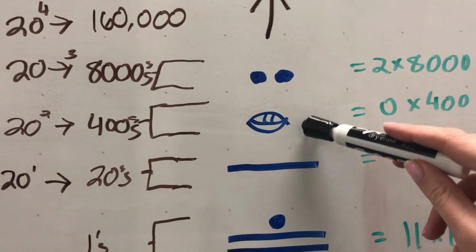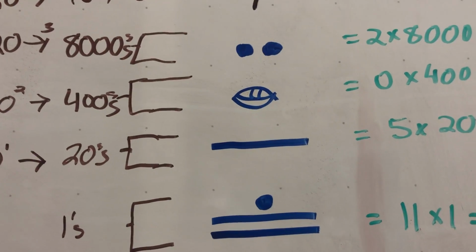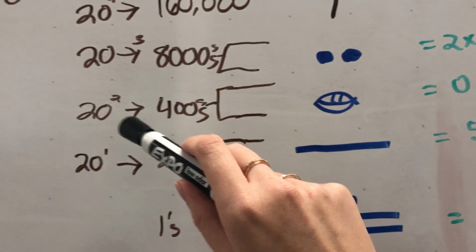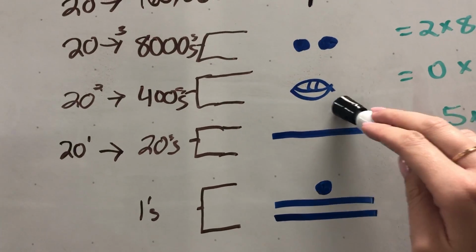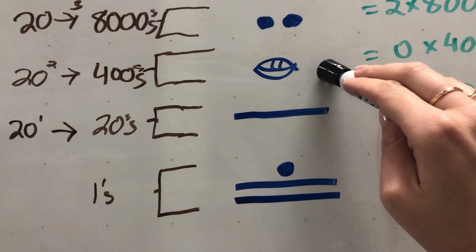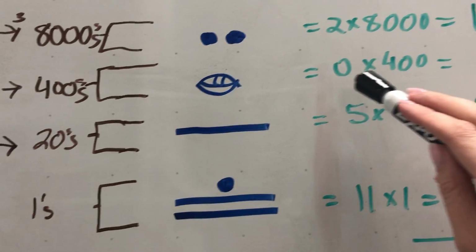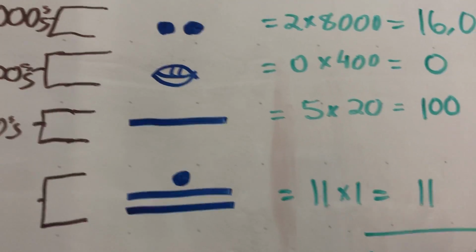Now moving on, what happens when we see a shell? The shell basically means that there's nothing in this level. Normally we're finding out how many 400s are within this 400 level. So we count out the ones, but because there's nothing in here, we just say 0. So it's 0 times 400 equals 0. We add it up later.